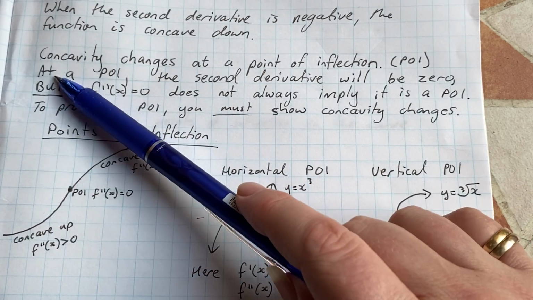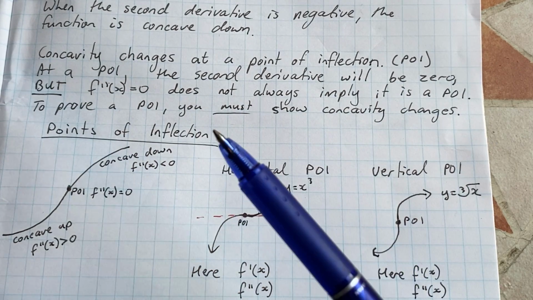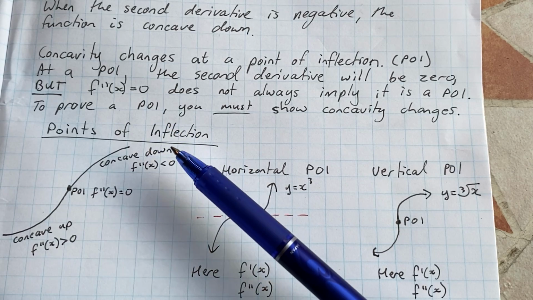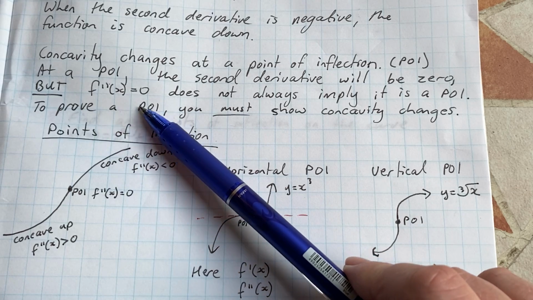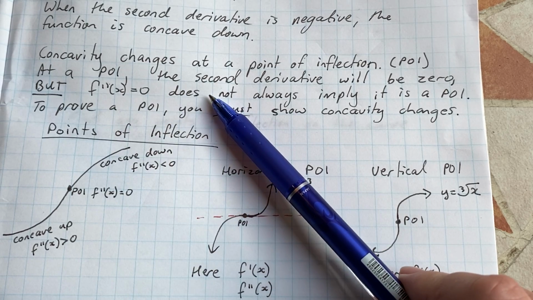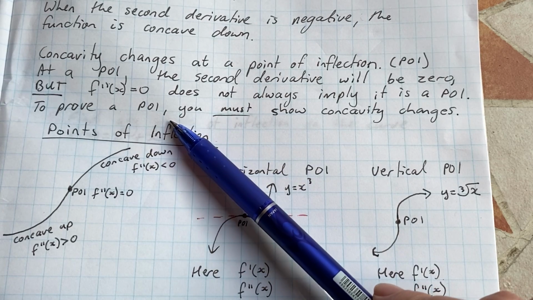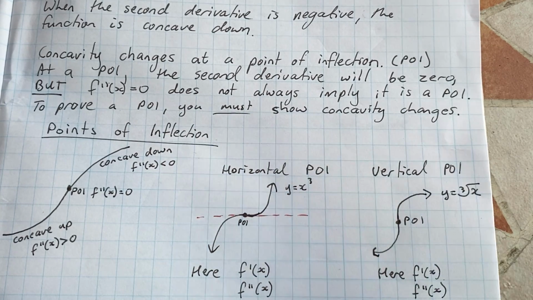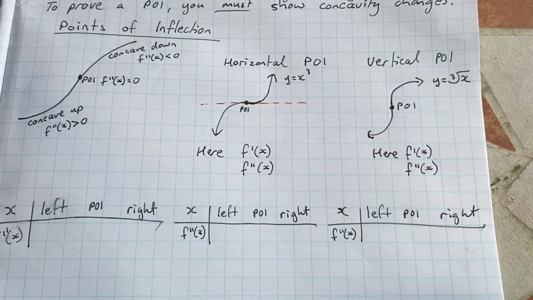So at a point of inflection, the second derivative is always going to be 0, but you have to be careful. The second derivative can be 0 other places as well. So if the second derivative is 0, it doesn't always guarantee that it's a point of inflection. To prove that it is a point of inflection, you must show that concavity changes. Here are some examples of some points of inflection.